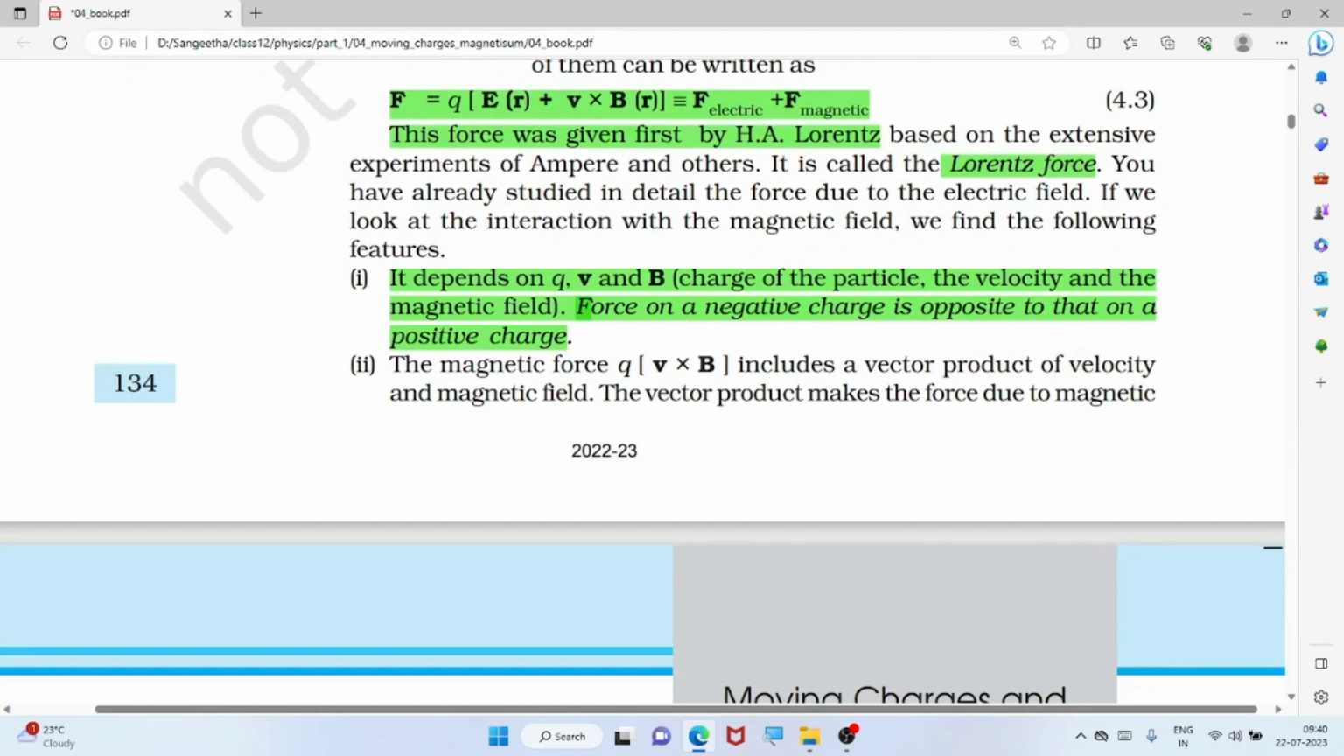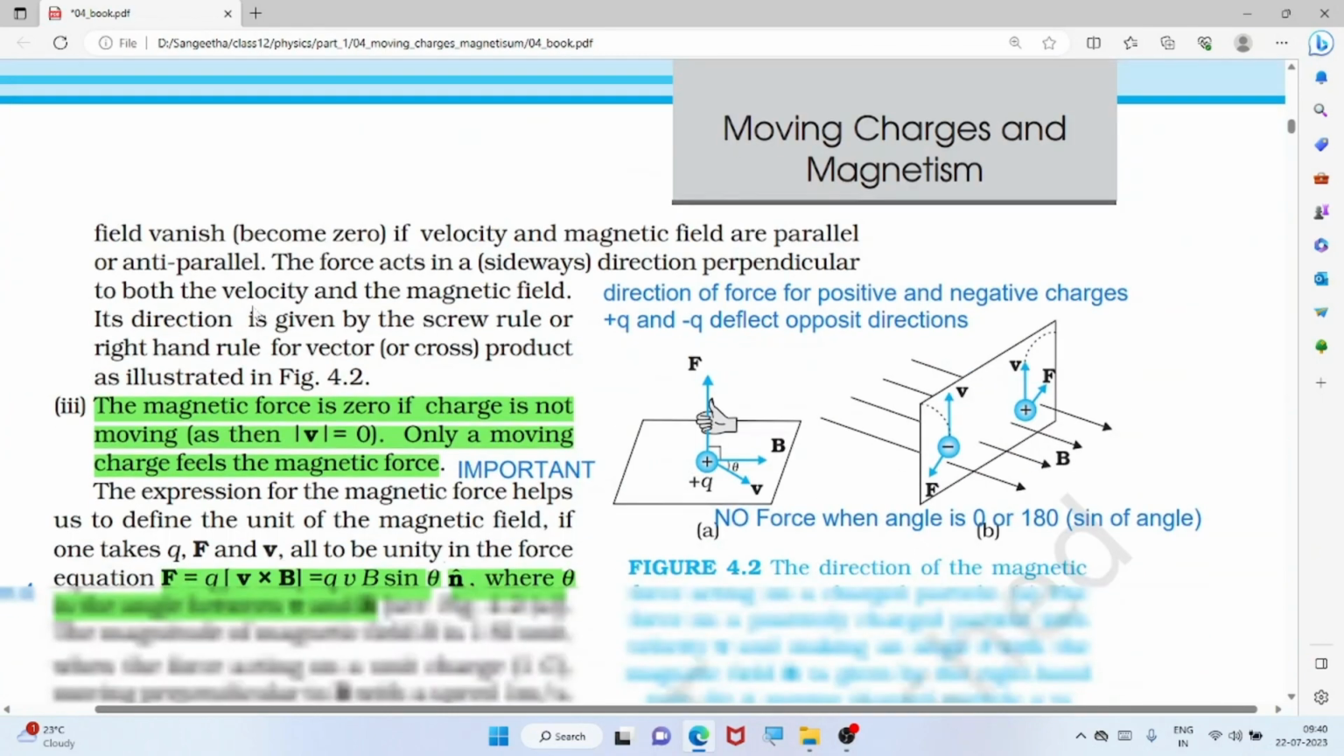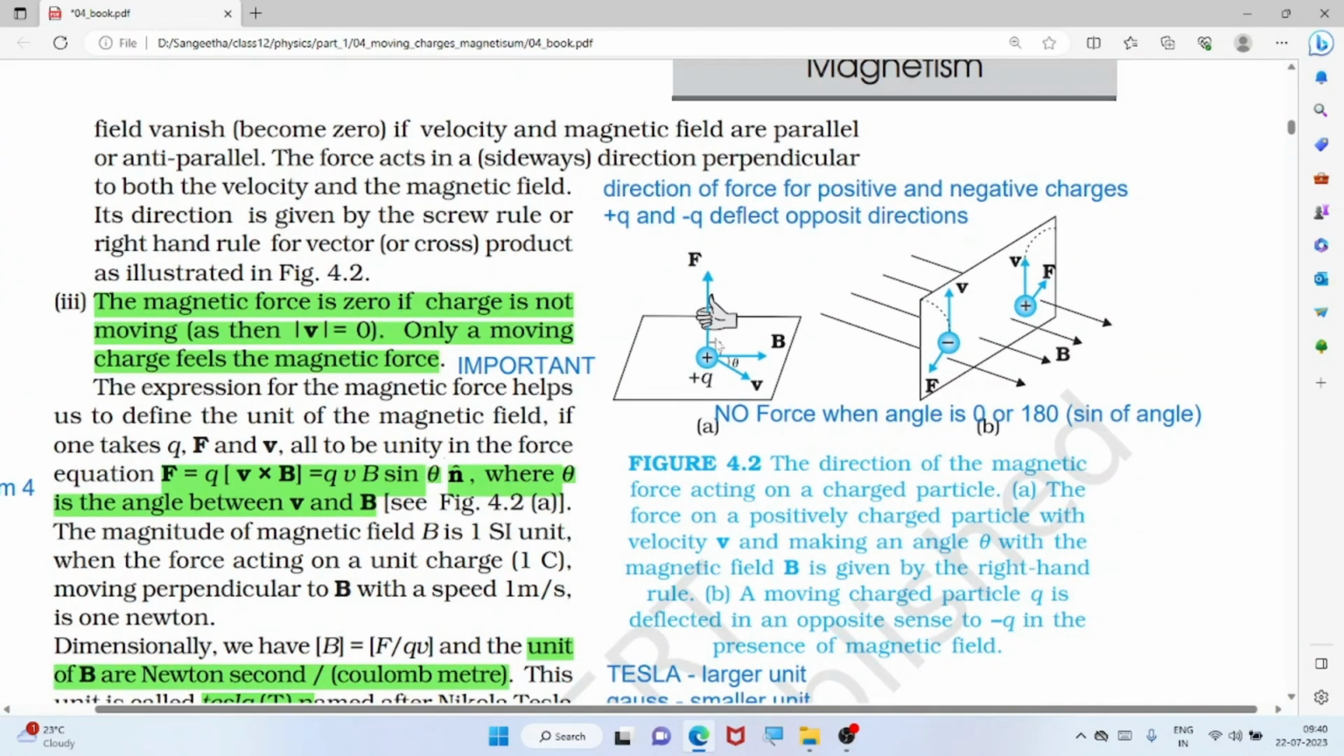These are the following features. It depends on q and v, the charge of the particle and its velocity. You can go through this. In this diagram, the direction of the force for positive and negative charge. You see here, you have to use the right hand rule to find the direction of the force, the magnetic field, the velocity, and the direction of the force, for the positive and the negative charges.